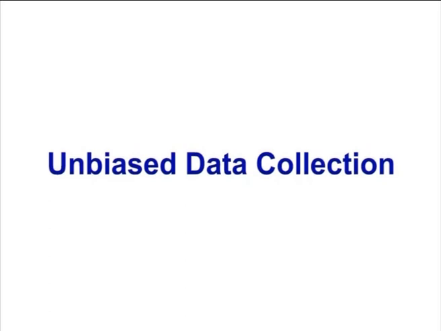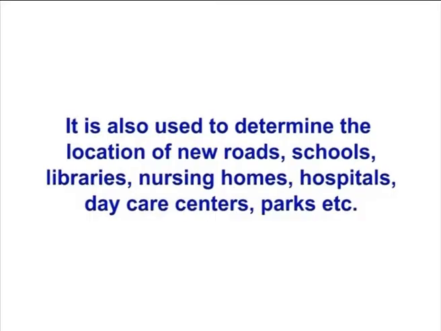Fourth is unbiased data collection. There are wide-ranging repercussions of inaccurate or improper interpretation of data. For example, every 10 years, a major census is done in the United States. The results are used to help in determining the number of congressional seats that are assigned to each district. It is also used to determine the location of new roads, schools, libraries, nursing homes, hospitals, daycare centers, parks, etc.